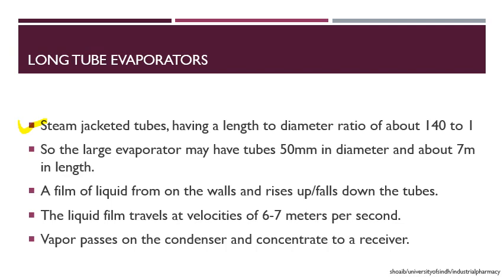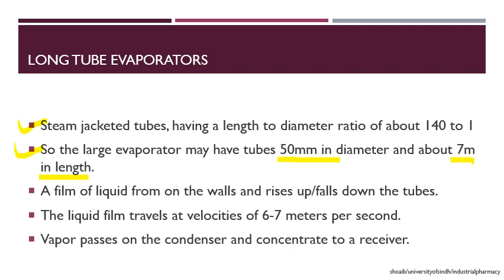That means if the length of the tube is 7 meters, the diameter will be 50 millimeters. The material will be present in the tubes, and those tubes are surrounded by steam jacketed tubes. Those tubes have a length to diameter ratio of 140 to 1. That means if the length of those tubes is 7 meters, their diameter will be 50 millimeters.